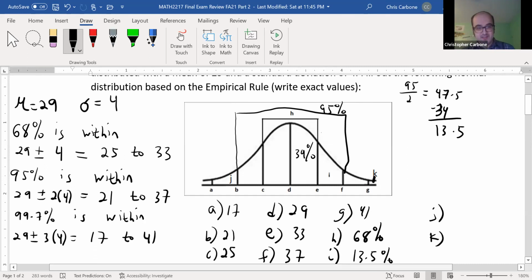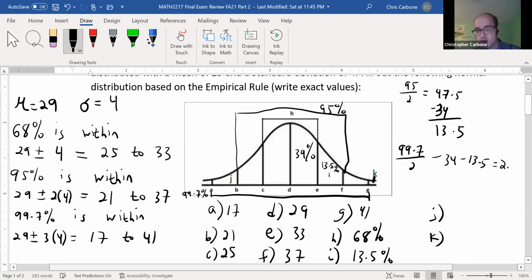Again, same idea here for J, from where A here is all the way over to where G is. This is supposed to be that 99.7%. I'll label that right here. Right, so we know this is 34% right here. This part right here we just said was 13.5. So to find what J is, which would be the same as this one over here, we are going to take half of 99.7% and subtract these other two that we have, 34 and 13.5. So from that, we would get an answer of 2.35 as a percentage for J.